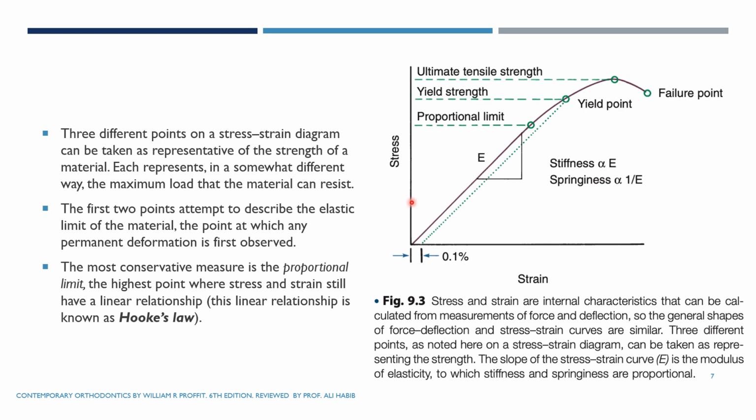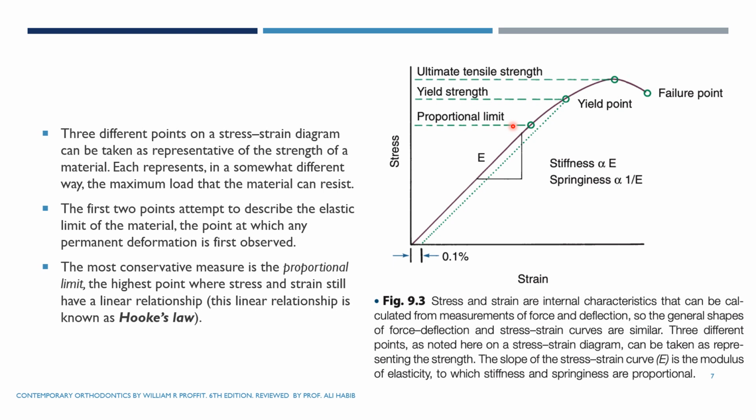Here, as you can see, this is the stress strain curve, which is equivalent to the load deflection curve that I described earlier, but it represents the internal features of the beam or the material being studied. And here the book is introducing 3 important points: ultimate tensile strength, yield strength, and proportional limits, and all represent in somewhat different ways the maximum load that the material can resist and represent the strength of the wire or the beam. The first 2 points, the proportional limit and yield strength, are very similar.